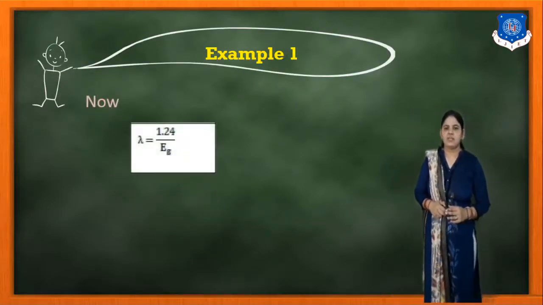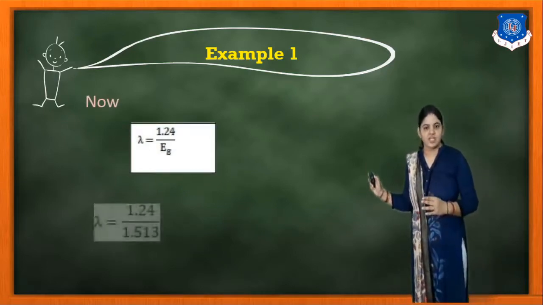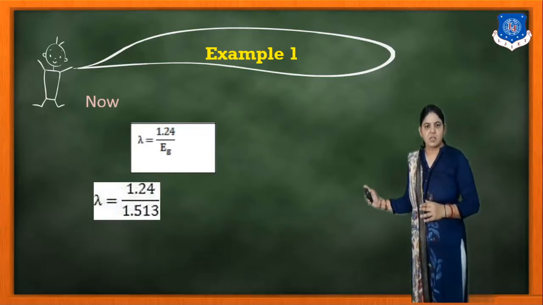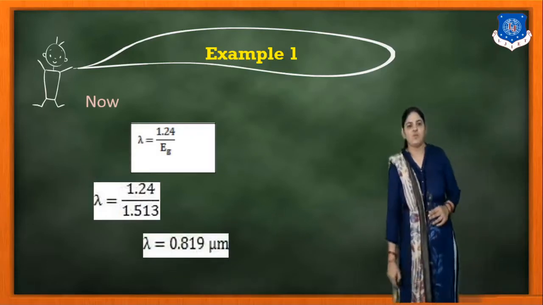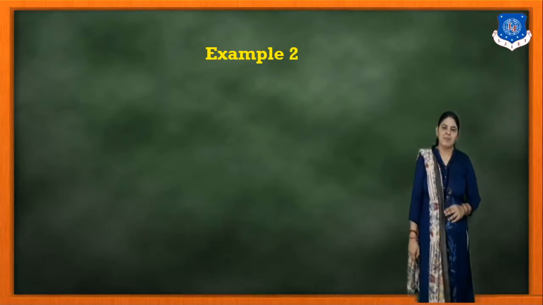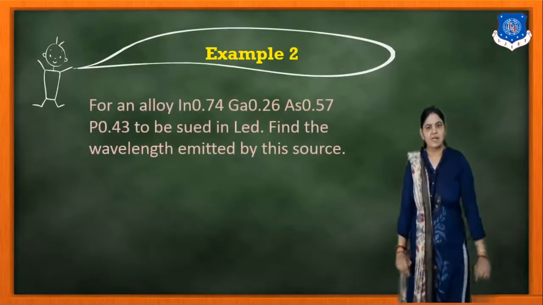Now we know the equation: λ = 1.24 upon Eg. So λ = 1.24 upon the value of Eg, that is 1.513. So λ is equal to 0.819 micrometer. Now we'll solve the second example.